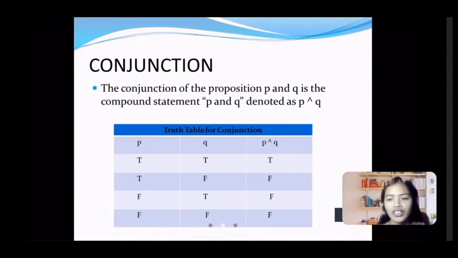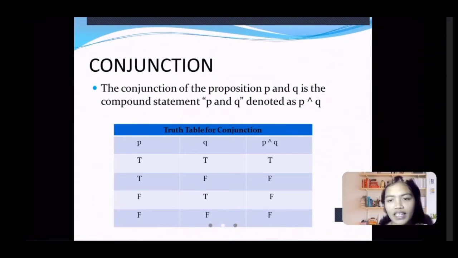So, the conjunction. The conjunction of the propositions P and Q is the compound statement P and Q, denoted as P wedge Q. This symbol is named wedge, and you can read it as P and Q. This table shows that it is true only when both P and Q are true, otherwise it is false. That's a conjunction.